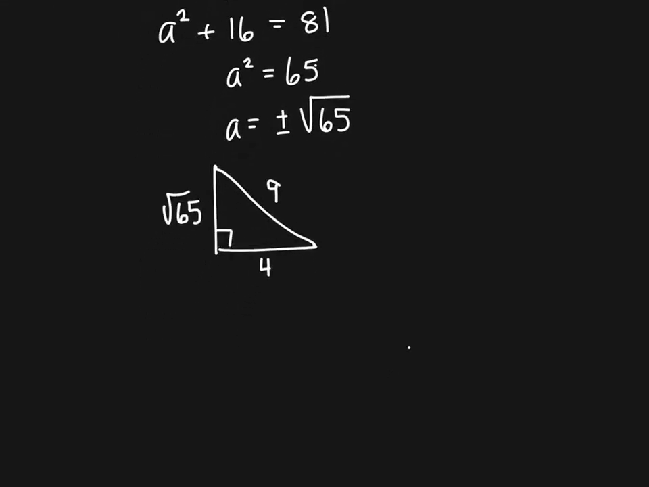What do you think? Any suggestions? Any ideas? Okay, reflected over the x-axis. That's exactly right. So it would look like this. You'd still have your 9 and your 4, and then you'd have your negative square root of 65. It would be sort of an upside down triangle. So you're either reflecting over the x-axis or reflecting over the y-axis, depending if you have positive or negative.